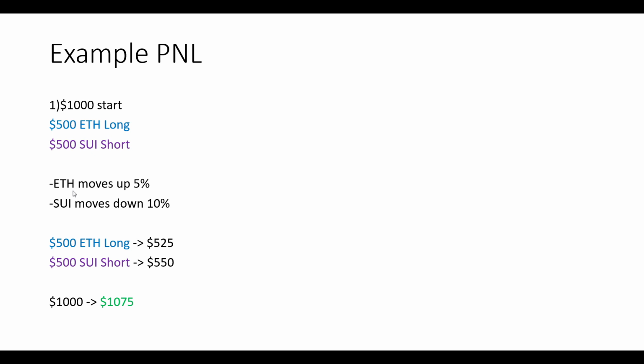So in this scenario, Ethereum moves up 5% and then SWI moves down 10%. So our $500 ETH long turns into a $525 ETH long, and our $500 SWI short turns into $550. So our initial deposit of $1,000 now turns into $1,075, which represents a 7.5% gain.